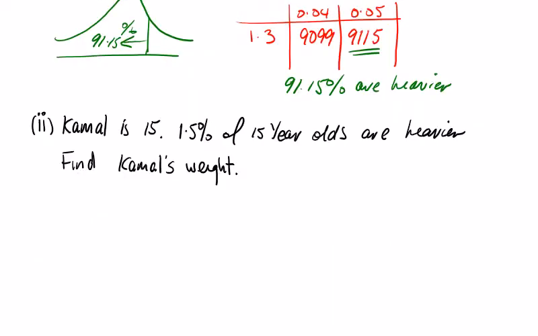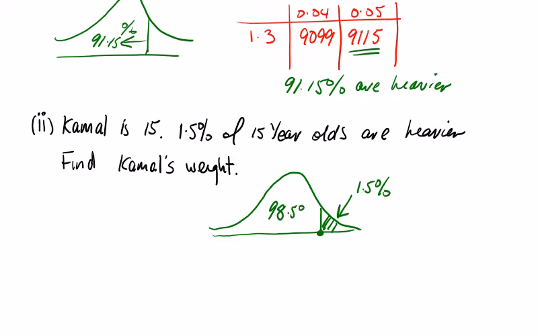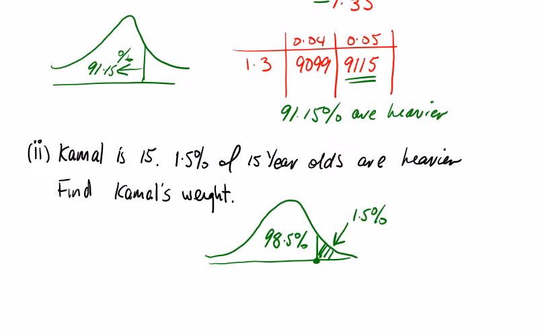In part 2, we're told Kamal is 15 and 1.5% of 15-year-olds are heavier than Kamal. Okay, let's have a look at the little diagram. We're asked to find Kamal's weight, so we need to go back and find x. So here's Kamal. There's 1.5% of people in here. So what that means is in here there are 98.5% of people, which is what the z-score would be if we were going from the start to the finish like we did in part 1. So we need to work backwards. We need to go to the z-score tables.